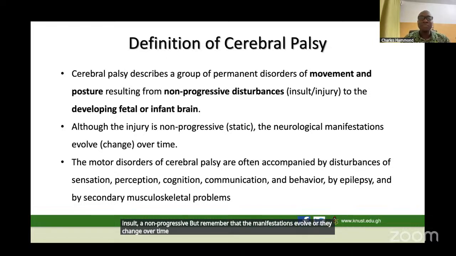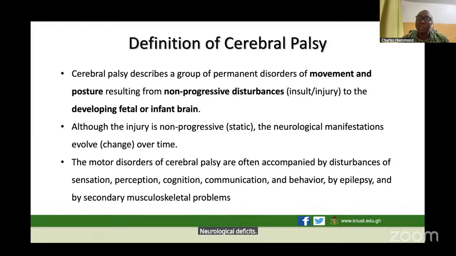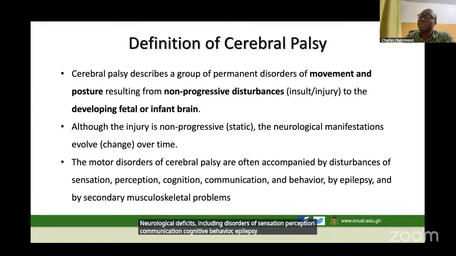So cerebral palsy is basically a motor disorder, but it can be accompanied by many other neurological deficits, including disorders of sensation, perception, communication, cognitive behavior, epilepsy, and then sometimes secondary musculoskeletal problems.